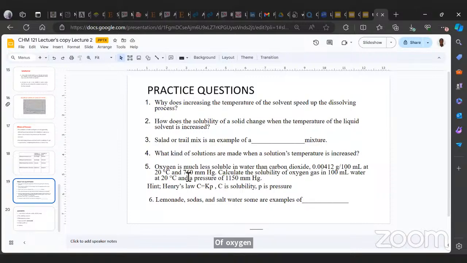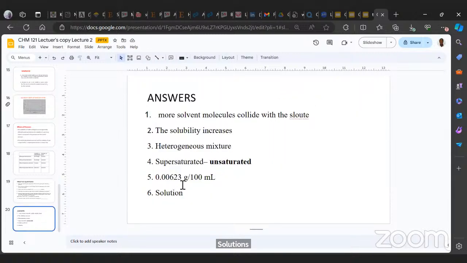So, number 6, lemonade, soda, and salt are some examples of what? Homogeneous mixtures. So what is a homogeneous mixture? In OBJ, I say homogeneous mixture, solution, heterogeneous mixture, all of the above. Which one is the most appropriate answer? Solution. Excellent. So this is the answer.